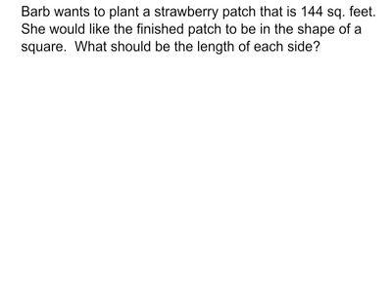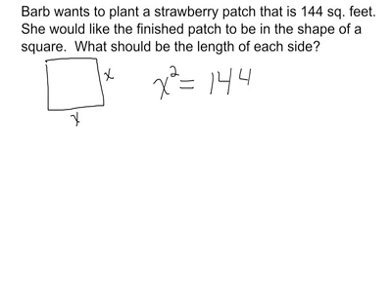Barb wants to plant a strawberry patch that is 144 square feet. She would like the finished patch to be in the shape of a square. What should be the length of each side? In this case, Barb would like to plant a bed that is shaped like this. And we know that a square is a rectangle with all 4 sides equal. So if we let this side be x, so is this. To find the area of a square, we'll take length times width. And since the length and the width of a square are the same length, we could write it this way. x squared equals, and she wants it to be 144 square feet. So we'll say x squared equals 144.